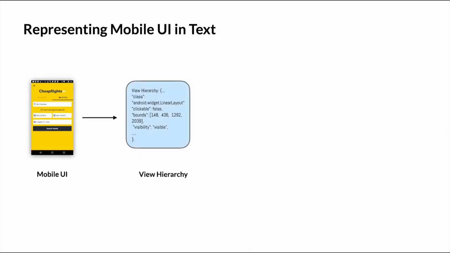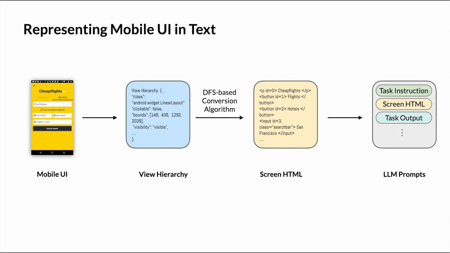We propose a depth-first search, or DFS, algorithm to convert the view hierarchy data of the mobile UI into HTML syntax. The view hierarchy is a structural tree representation of the UI containing various properties such as the UI classes and the element locations. Our key insight is that because the LLM's training data has many HTML data, converting the view hierarchy to HTML will help the model better understand and process the UI.